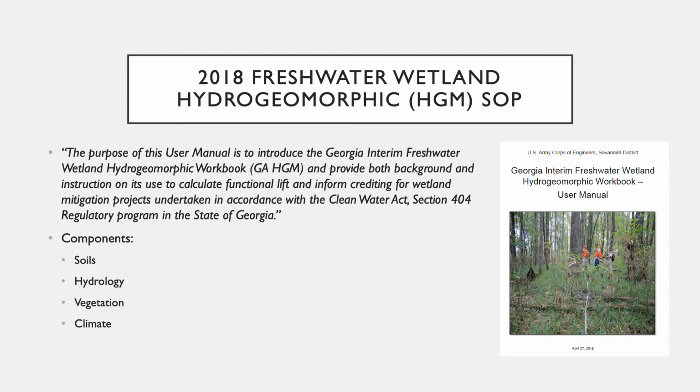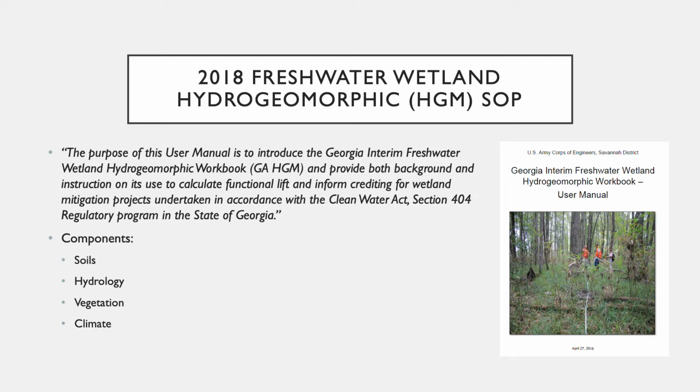The purpose of the 2018 HGM SOP is to provide users with the ability to quantify wetland function to be used both for defining existing conditions as well as proposed conditions that would occur following restoration activities. In large part, this HGM is applicable to the development of compensatory mitigation banks as required under Section 404 program requirements.